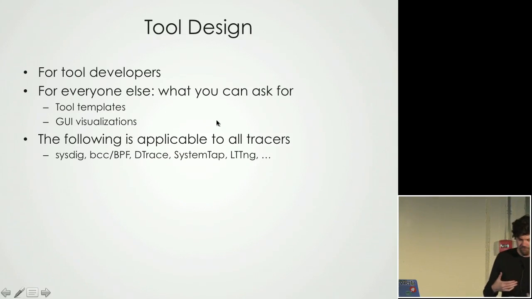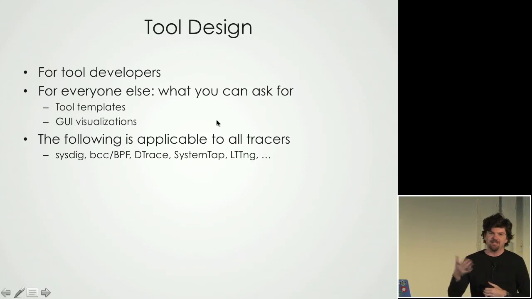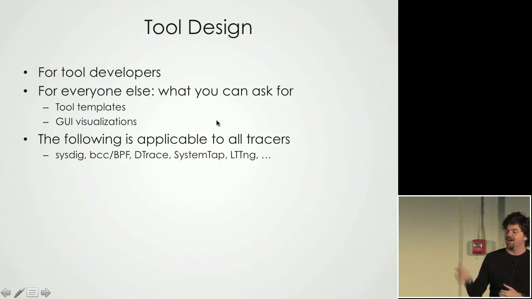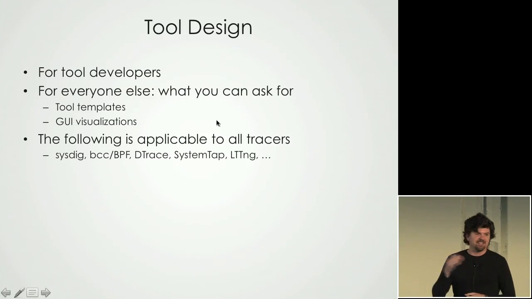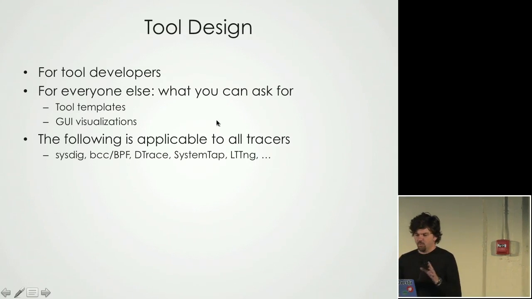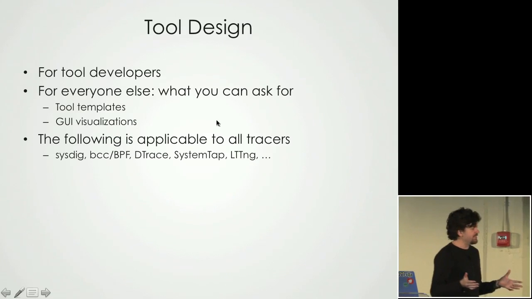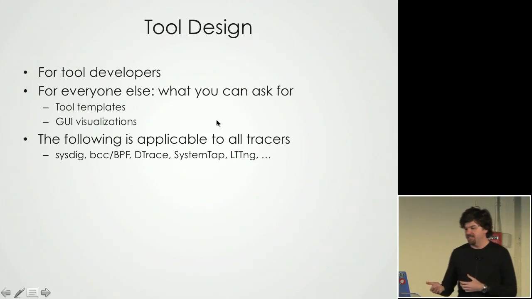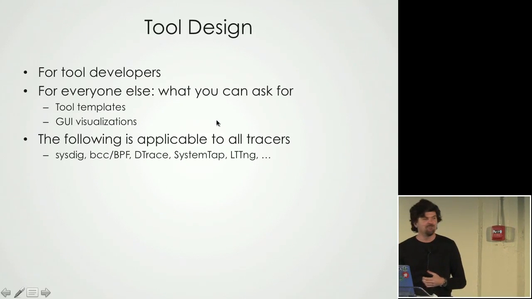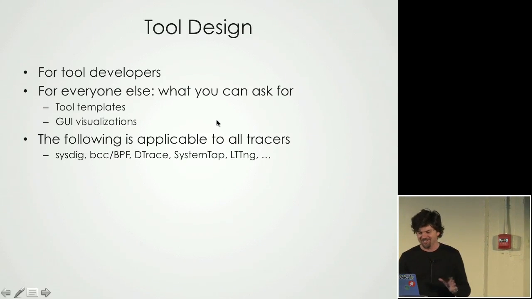So the problem with tracers, as I mentioned, is what do we do with these superpowers? And by seeing the sort of things we can do, you know the sort of things you can ask and the sort of things you can expect from application performance monitoring systems. What I'm going to cover is applicable to all tracers. So whether it's Sysdig, BCC, BPF, DTrace, SystemTap, LTTng, I've used far too many. I've used all the tracing tools.